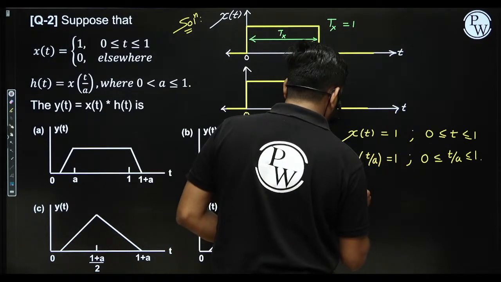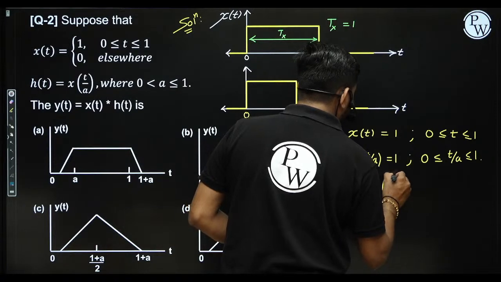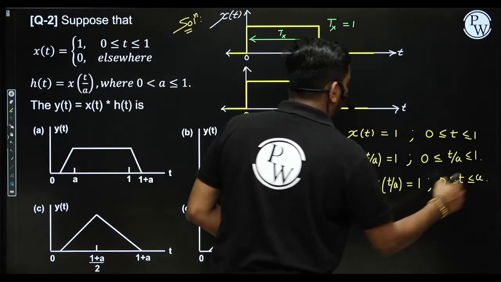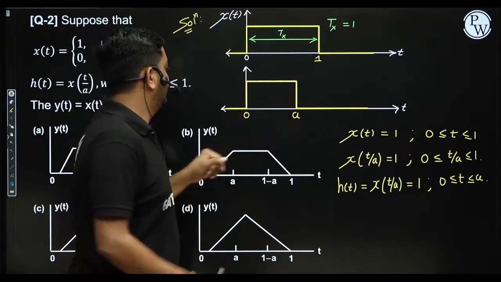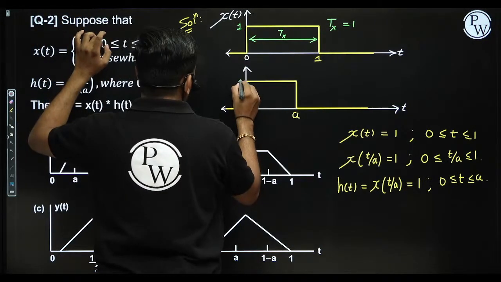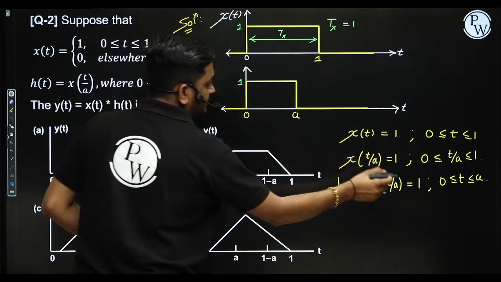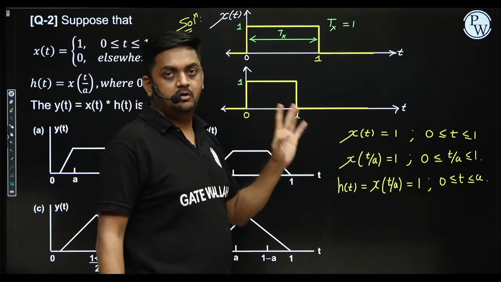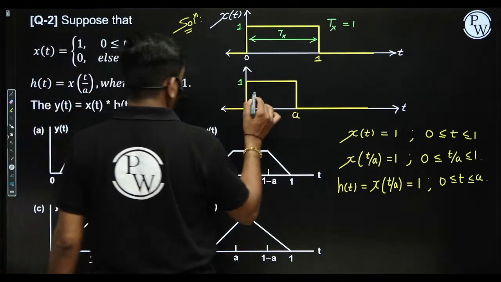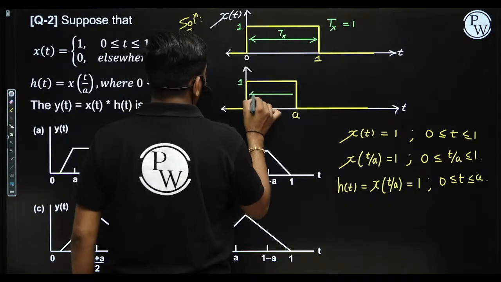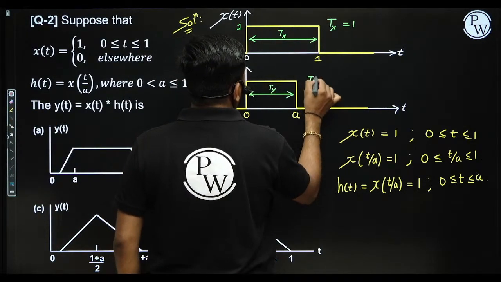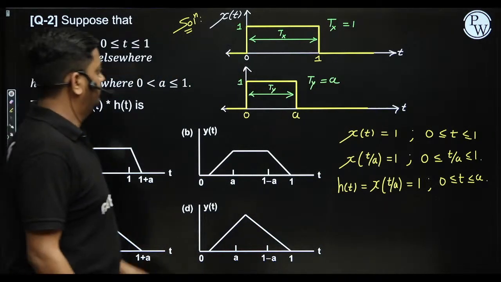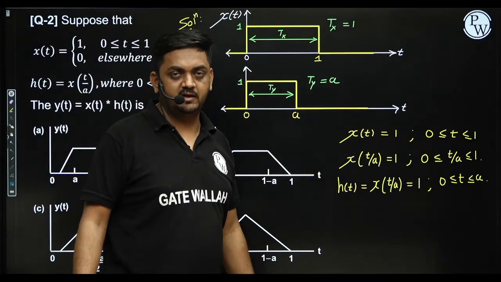So this h of t, which is nothing but x of t upon a, is 1 between 0 less than or equal to t less than or equal to a. So it is amplitude 1 between 0 and a, but make sure this a is less than or equal to 1. This a is either 1 or less than 1, guys. So of course due to compression width is decreased. Now here width is a, guys. So here convolution of two rectangle pulses with unequal length is nothing but a trapezoidal function.